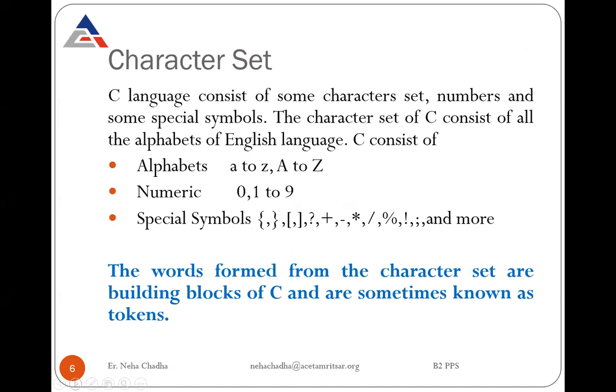Then comes the character set. C language consists of some character sets, numbers, and some special symbols. The character set of C consists of all the alphabets of the English language: A to Z in small case, A to Z in capital case. Then comes numerics, 0 to 9.